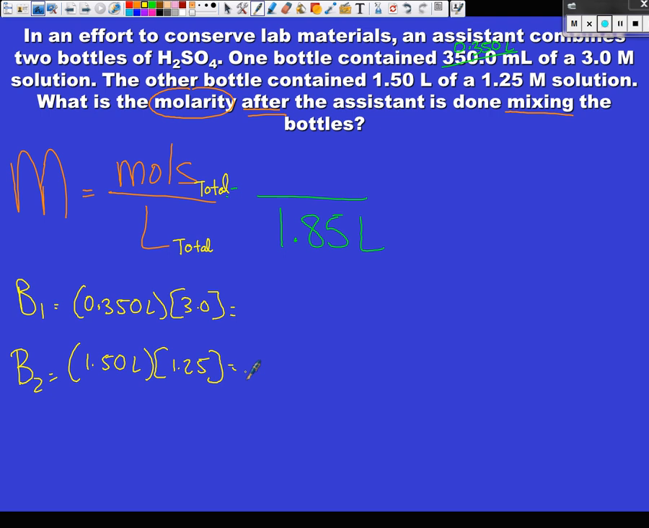Now you know what B1 and B2 is, right? Bottle 1, bottle 2. Okay. So what I'm going to say is bottle C, or bottle, why did I say C? Bottle 3 is my total.